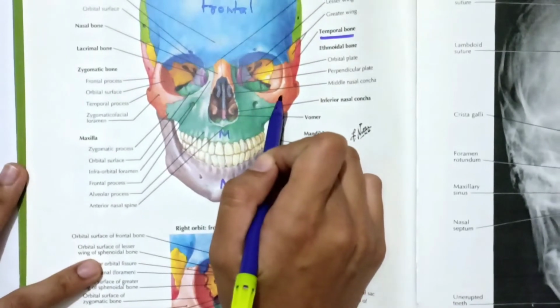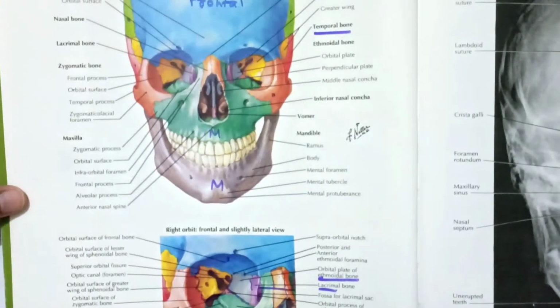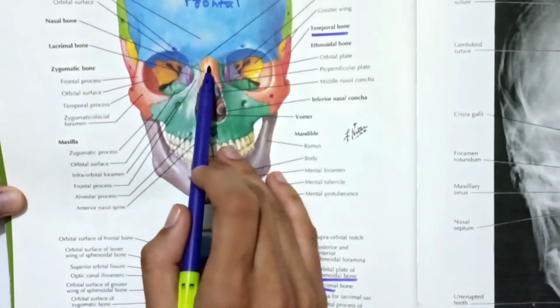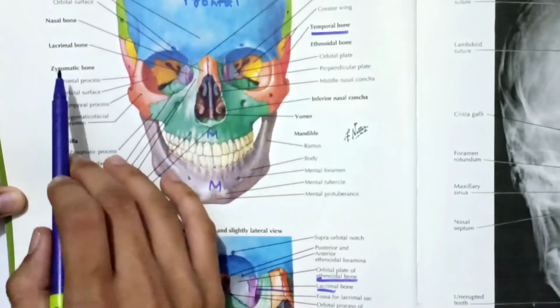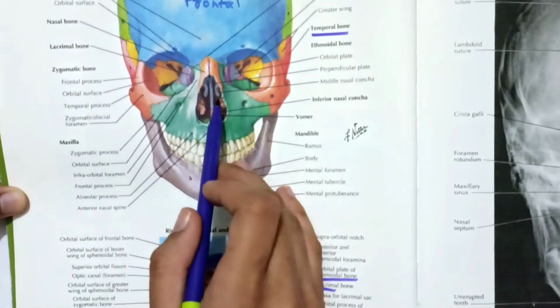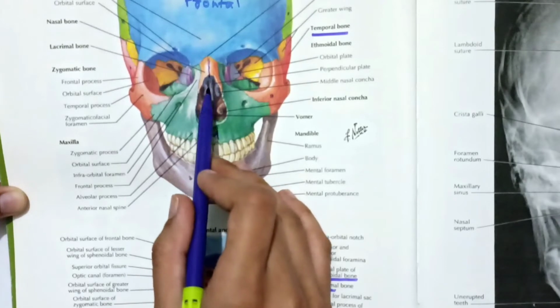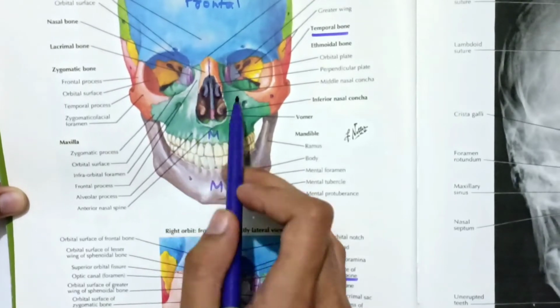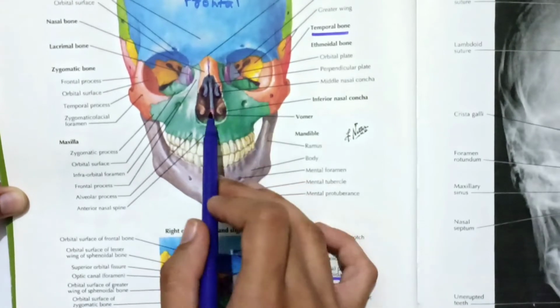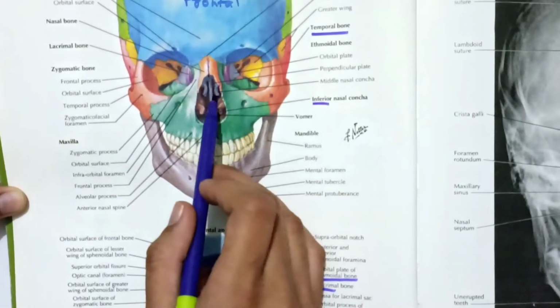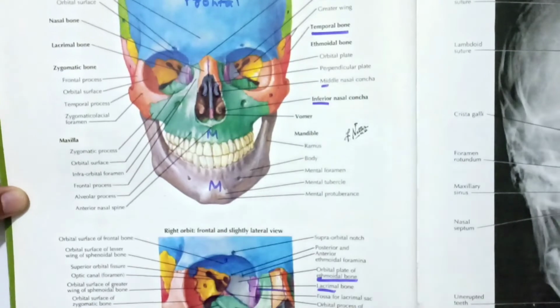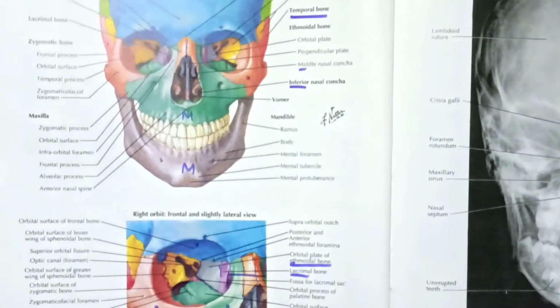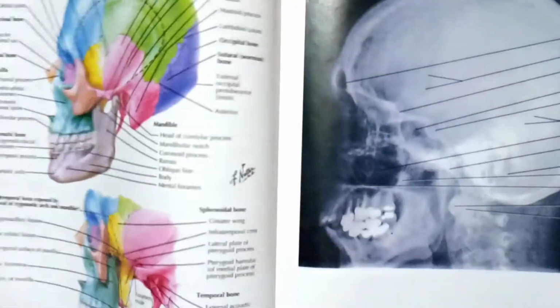Here you can also see the zygomatic bone. Here the nasal bridge is formed by the nasal bones. Then the structures you can see are the conchas: inferior concha, middle concha, superior concha. We have three conchas also. So this is the frontal view.